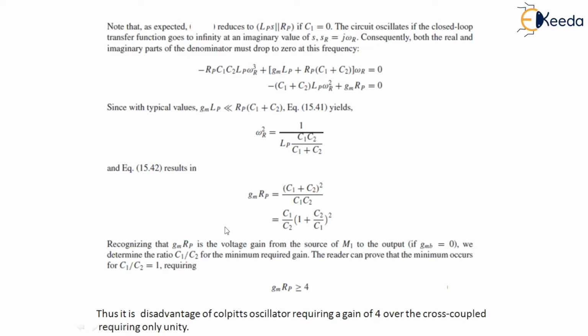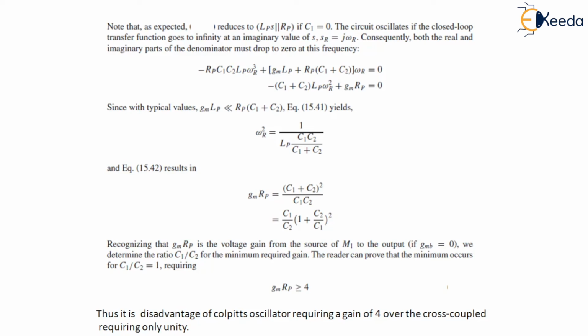And recognize that Gm RP is the voltage gain from the source of M1 to the output. If the body effect is neglected, we determine the ratio of C1 upon C2 for the minimum required gain, and the reader can also prove that the minimum occurs for C1 upon C2 equal to 1, which requires that Gm RP is greater than or equal to 4. So this is the particular disadvantage of the Colpitts oscillator, which requires a gain of 4, over a cross-coupled oscillator, which requires only unity.